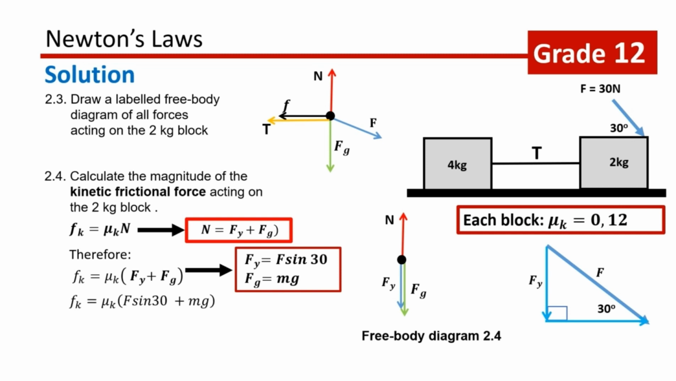If you continue with your substitutions, you find Fk equals mu k times (F sine theta plus mg), and you put your values there, you get mu k is 0.12, and then F sine theta is 30 times sine theta, which is 0.5, plus m, the mass is 2 kilograms, times g, acceleration due to gravity, which is 9.8. If you simplify that, you find your Fk is equal to 4.152 newtons.